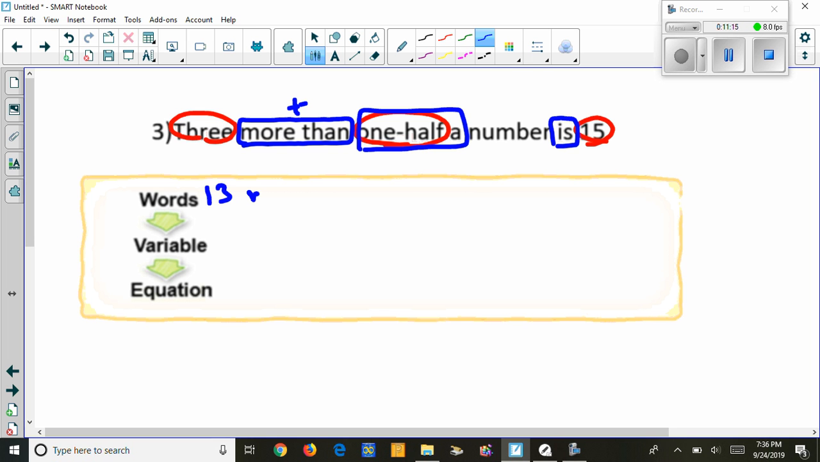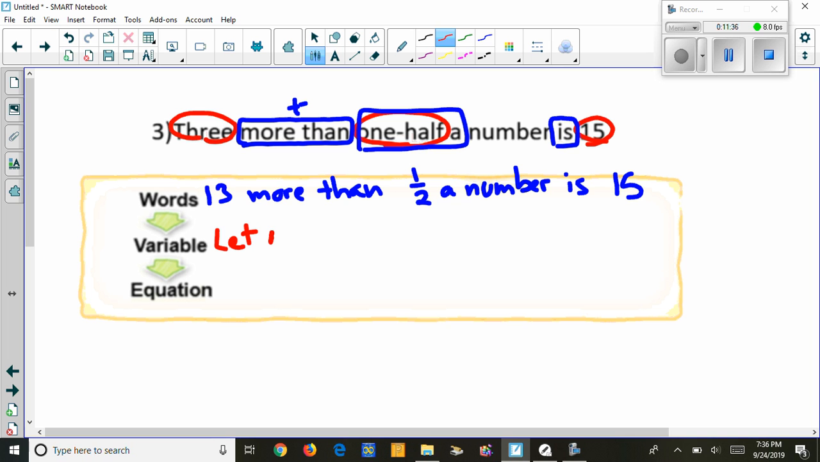13 more than 1/2 a number is 15. We're going to let n be the number. Again, you can use whatever letter you want. And we can begin to piece it together.